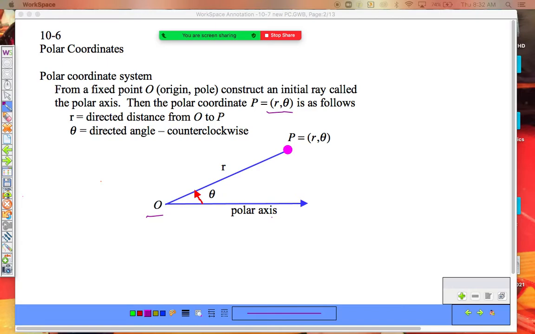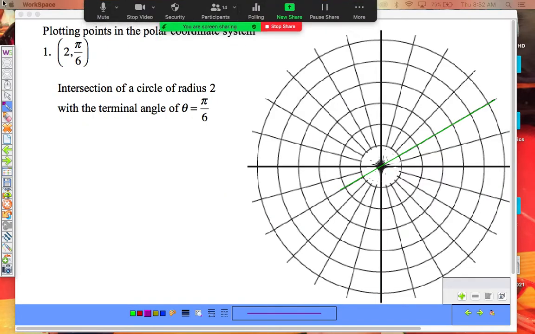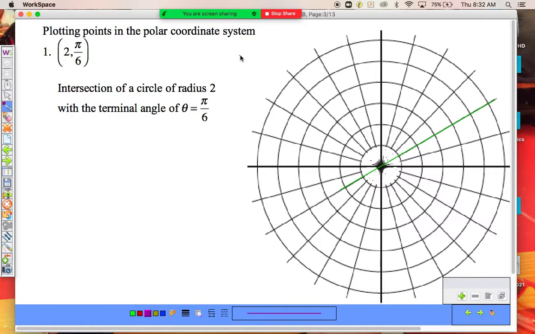So again, rectangular is x's and y's. Parametric is x, y, and t, or theta. And polar is going to be r's and thetas. So we're going to rotate an angle and go a distance r in the correct direction. All right, so we're going to plot the point 2 comma pi over 6. We're going to plot the point 2 comma pi over 6 on our polar grid.